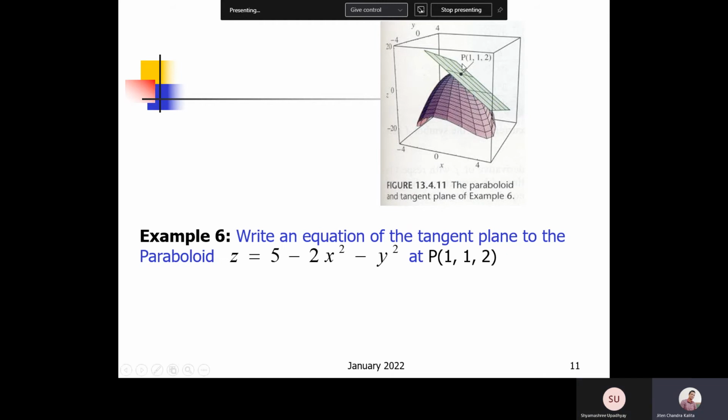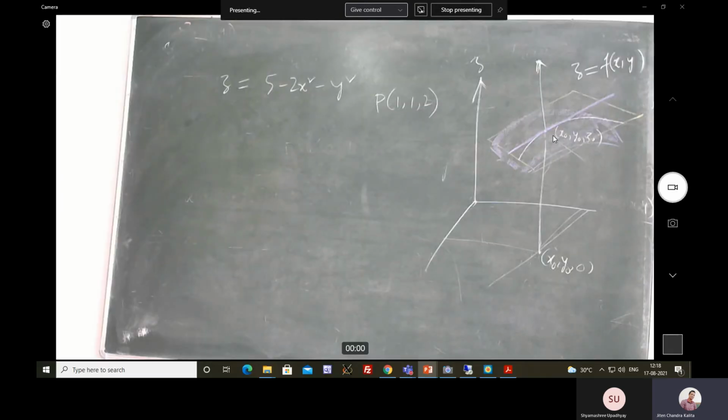So here, basically, what we have to find: this is the surface z equal to 5 minus 2x squared minus y squared, and this is the point (1, 1, 2). At this point, this is the tangent plane. We have to find the equation of this tangent plane.